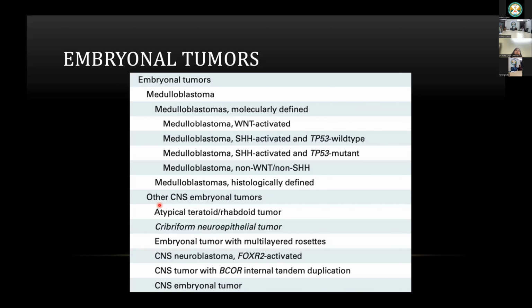Now, embryonal tumors. In embryonal tumors, the PNET term was omitted in the 2016 classification. Medulloblastomas were molecularly defined in that classification. The differences are that there are certain newer entities as well as the histologically defined medulloblastomas. They are grouped together, and the SHH activated medulloblastomas have been divided into TP53 wild type and mutant subgroups in the newer classification.